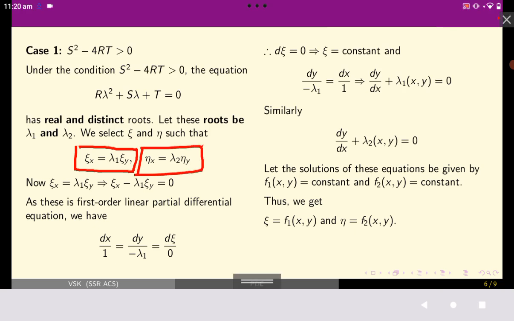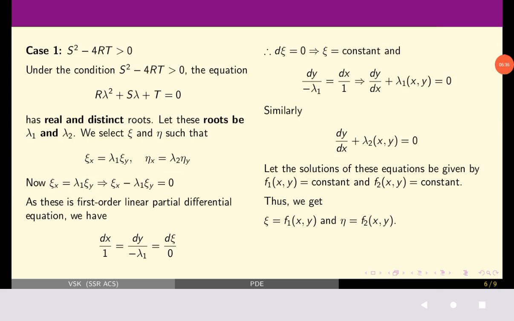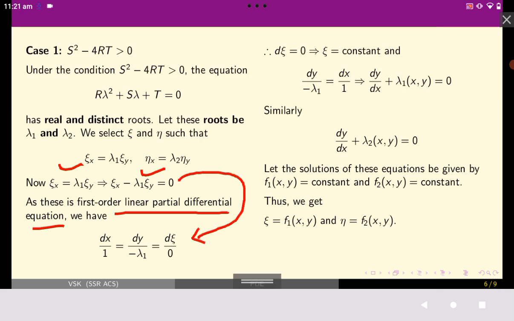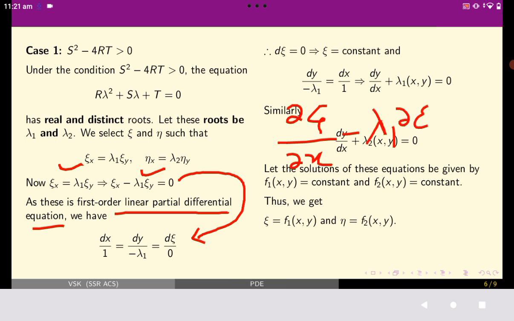But this gives xi x is equal to lambda 1 xi y, and this implies xi x minus lambda 1 xi y is equal to 0. Now what is this? This is a first order linear partial differential equation, and we know how to solve this. This is nothing but del xi by del x minus lambda 1 del xi by del y is equal to 0.